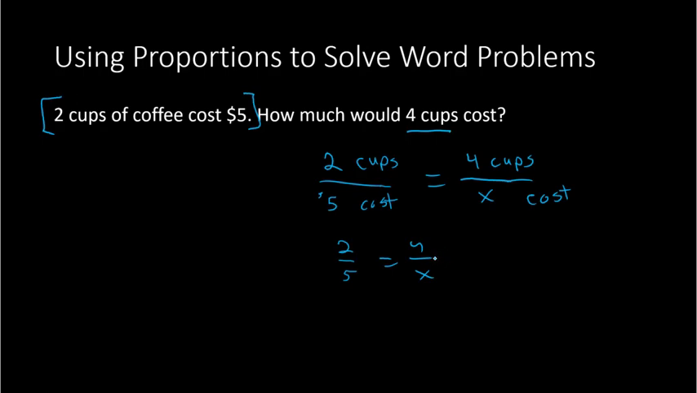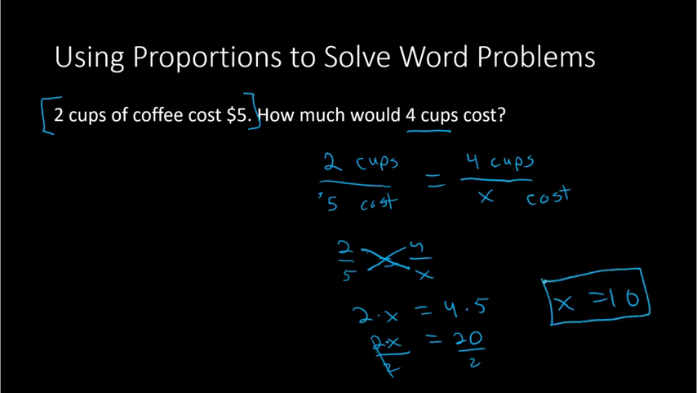So if we're getting practice with the cross-multiplying method, we would have to do 2 times x for that part, and then that's equal to 4 times 5 over here. Well, 2 times x is 2x, that's equal to 20. 4 times 5 is 20. And then to solve for x, we get rid of the 2. The 2 is being multiplied, so to get rid of it, we can divide both sides by 2. That gives you x equaling 20 over 2, which would be 10. So our answer is x equals 10.